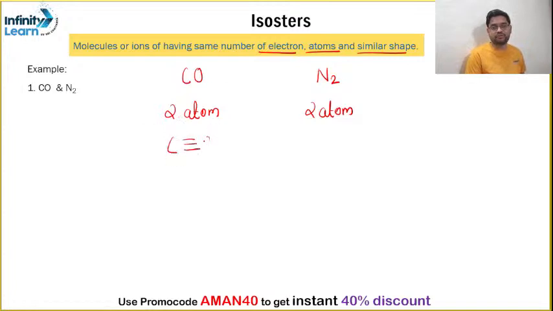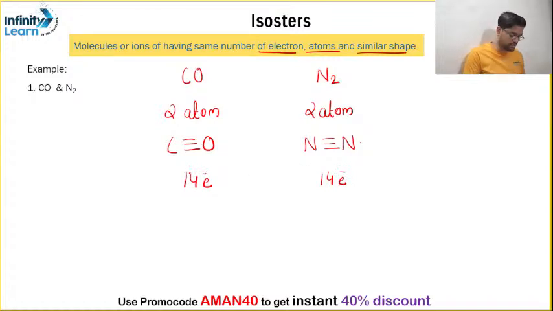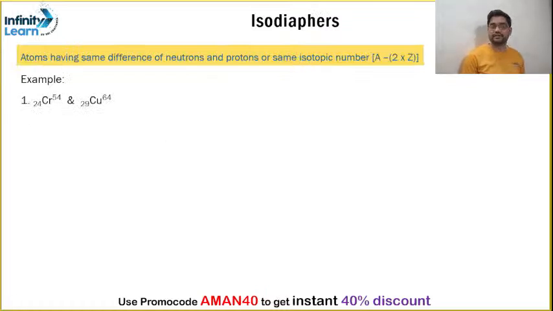Then what is the structure? C triple bond O. And N triple bond N. They have the same structure, same shape. Number of electrons: 8 plus 6 is 14 electrons, and 7 and 7 is 14 electrons. So that's why they are all isosters of each other. Okay. Clear?